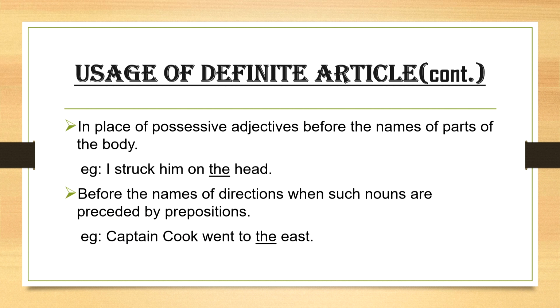Moving on, it is used in place of possessive adjectives before the names of parts of the body. For example, I struck him on the head. If it was written I struck him on his head, that would be totally wrong. I struck him on the head is your correct statement. Moving on, before the names of directions when such nouns are preceded by prepositions. For example, Captain Cook went to the east. So, east is your direction, hence before it the is used.